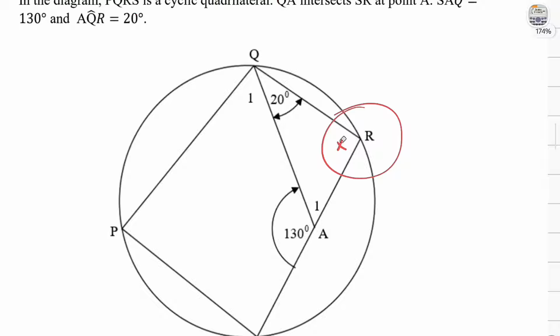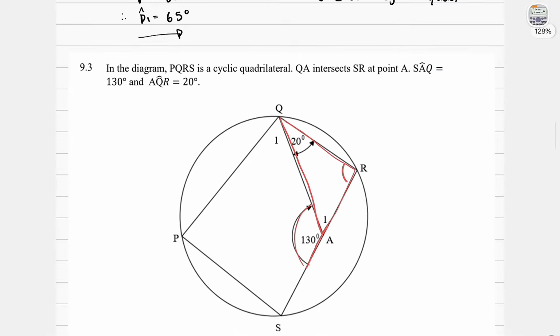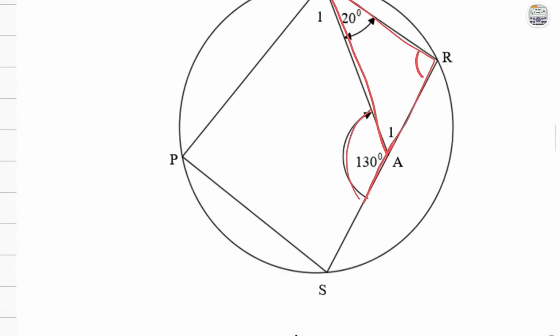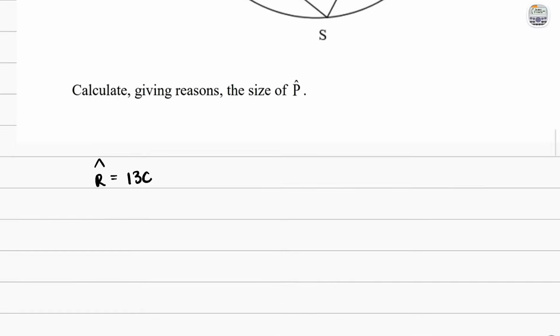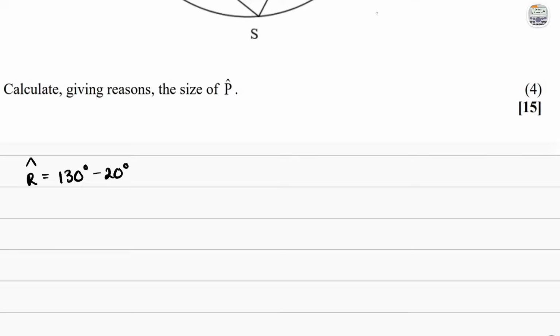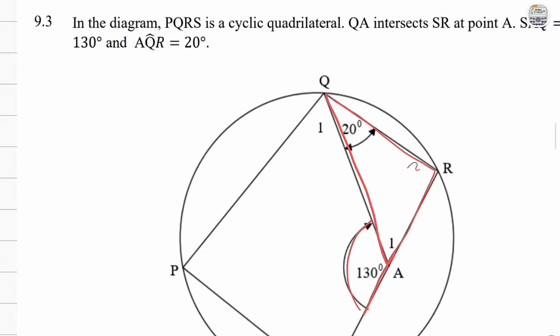We can find angle R because do you see that we have this triangle over here? And this triangle has an exterior angle, 130 degrees. We know that the exterior angle of a triangle is equal to the sum of the two opposite interior angles. So to find angle R, we can just say angle R is equal to 130 degrees minus 20 degrees, because when we add those two angles inside, they give us the exterior angle. And this is because of the exterior angle of a triangle. And so angle R is equal to 110 degrees.